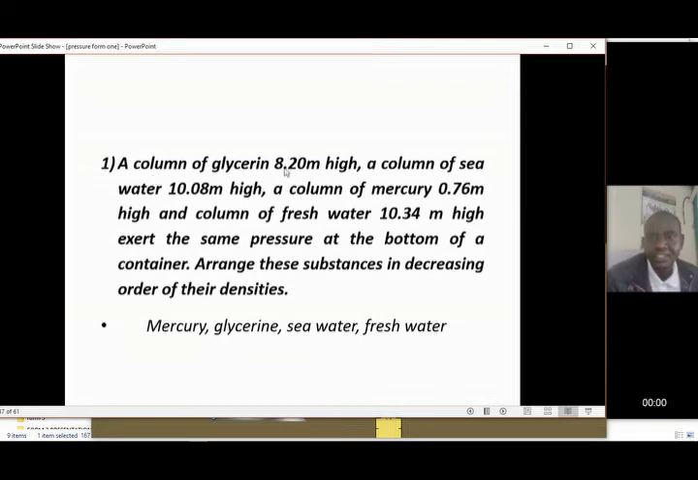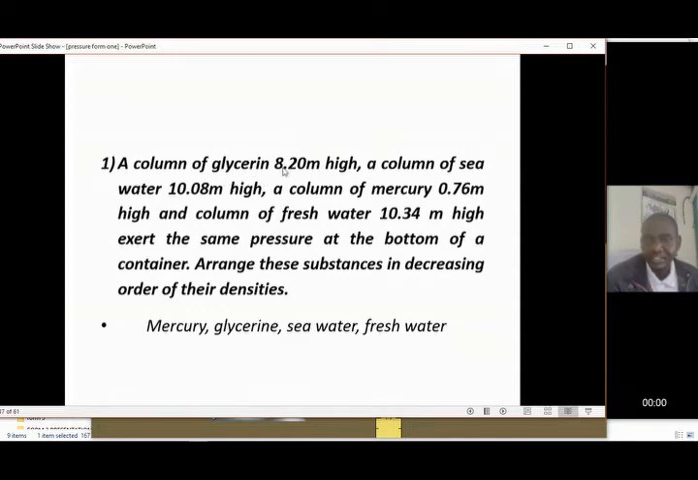A column of glycerin, 8.2 meters high. A column of seawater, 10.8 meters high. A column of mercury, 0.76 meters high. And a column of fresh water, 10.34 meters high. These exert the same pressure at the bottom of a container. Arrange these substances in decreasing order of their densities. Which one has the higher density? Look at this. It depends on the heights.